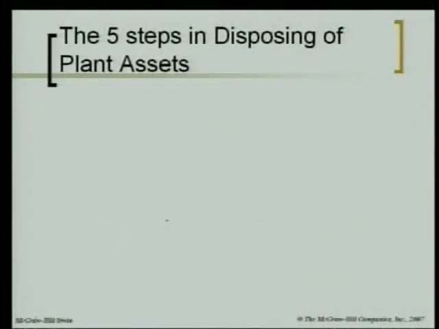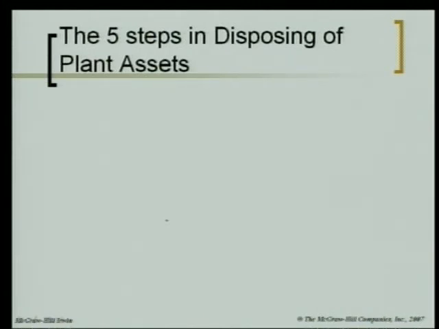When we dispose of a plant asset, that means we're not going to have that asset anymore. We might sell it. We might donate it to charity. We might just take it to the dumpster and throw it away, right? But no matter what the asset is, someday it will be worthless, won't it? Or we will need a new one, we'll sell it or whatever, okay? All right. There are 5 steps in disposing of plant assets.